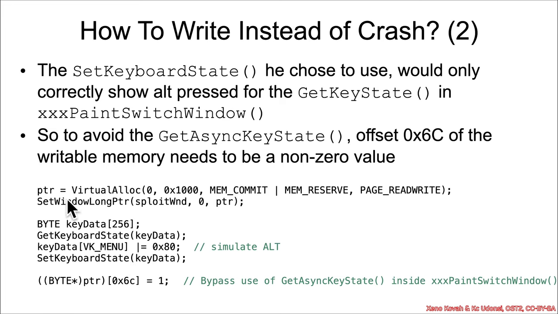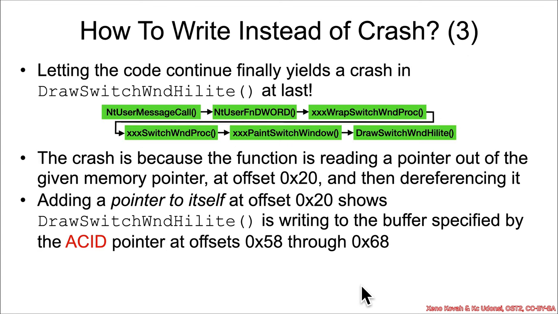And then importantly, the memory that this pointer points at, offset 6C, should have a non-zero value that'll bypass the get async key state. And then finally, if you do all of those things, you will get a crash in draw switch window highlight, which is exactly where the attacker was trying to get based on the original write-up, according to Kaspersky, saying that's where the actual vulnerabilities are occurring.